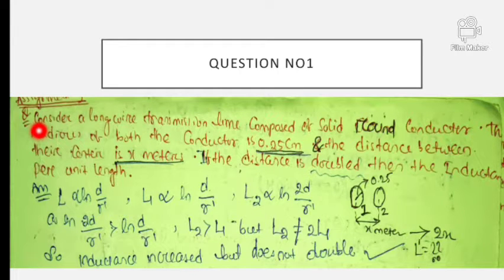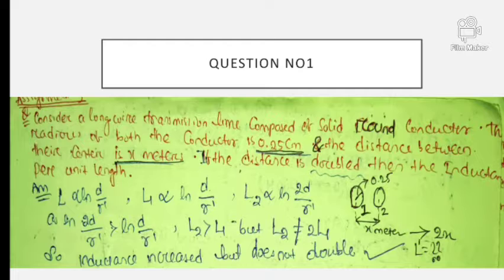So question number 1 is saying that consider a long wire of transmission line composed of solid round conductors. The radius of both conductors is 0.25. So I am saying here that conductor 1 and conductor 2 have the radius 0.25 and the distance between their centers is x meter. If the distance is doubled, then what is the inductance per unit length? So it is asking what will be the effect on the per unit length inductance when that x meter is doubled.